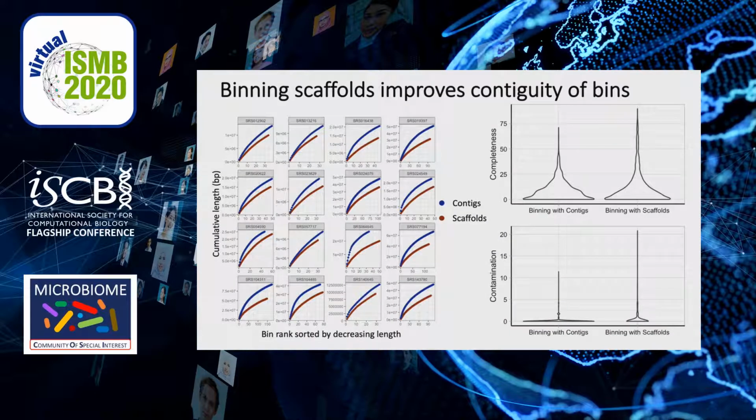For our experiment, we took 20 complex stool samples from the Human Microbiome Project. We ran MetaBAT with contigs and MetaBAT with our scaffolds. The plot on the left shows the cumulative sum of bins sorted by decreasing order of bin length. For all samples, there was an increase in the number of contigs and length of the overall bins when using scaffolds instead of contigs for binning.